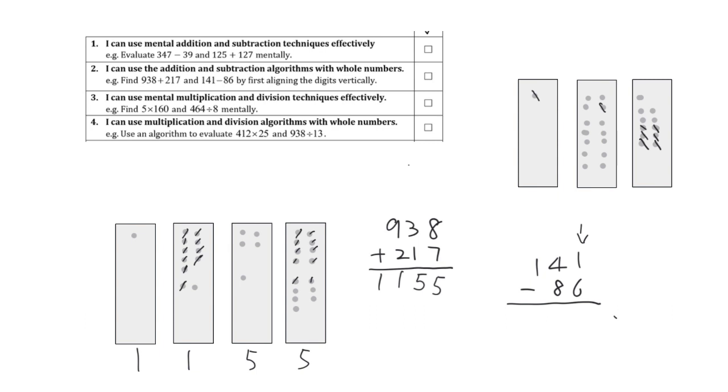Now take away 8. 1, 2, 3, 4, 5, 6, 7, 8. Okay, so what we have now is 5 and 5. So the answer is 55.